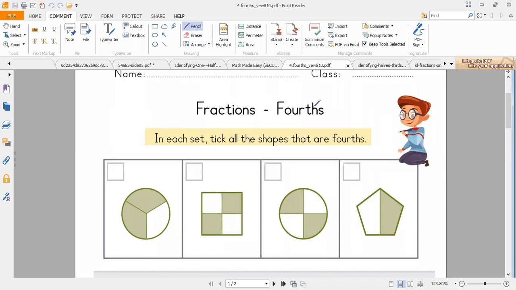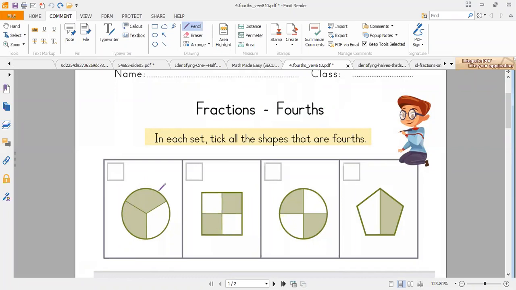From its name, the total parts. Four parts. So we have to find the shape with 4 equal parts. Can I say that this shape represents the fourths? No. Why? Because it doesn't have four parts.